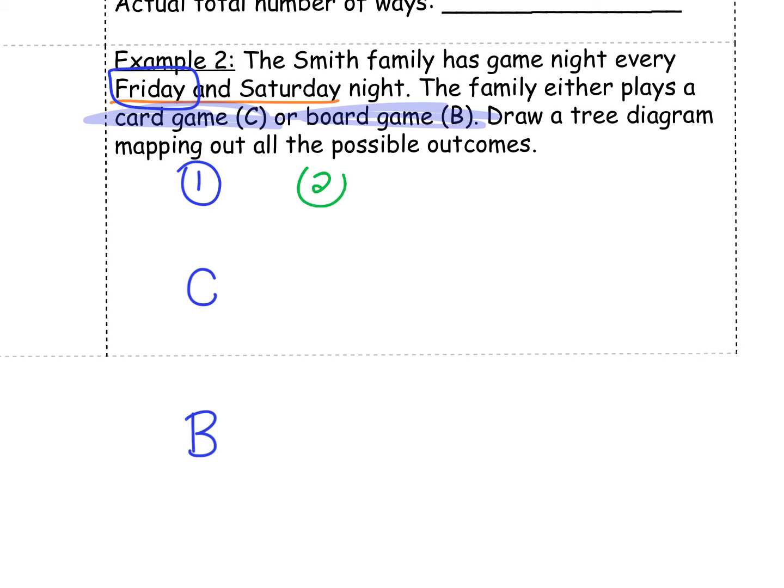Then our second event is on Saturday night. On Saturday night, I can choose a card game or a board game, but it needs to be the tree diagram mapping. So if I chose a card game Friday night, I could choose a card game on Saturday, or a card game Friday night, and I could choose a board game on Saturday. And then we're going to go ahead and do the same if I started with a board game Friday, I could then play a card game, or if we did a board game, I could then play a board game again. So those are all of my options for the second night or the second event.